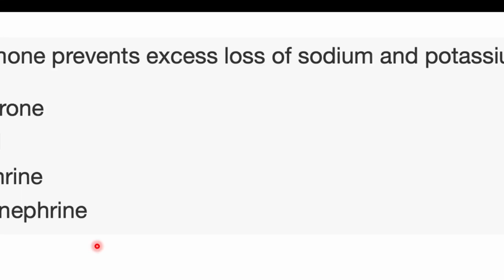Okay, it's time for me to reveal the correct answer to this question. Which hormone prevents excess loss of sodium and potassium from the kidneys? The correct answer is option A, aldosterone. Aldosterone is the hormone that is involved in retaining sodium and potassium in the kidneys.